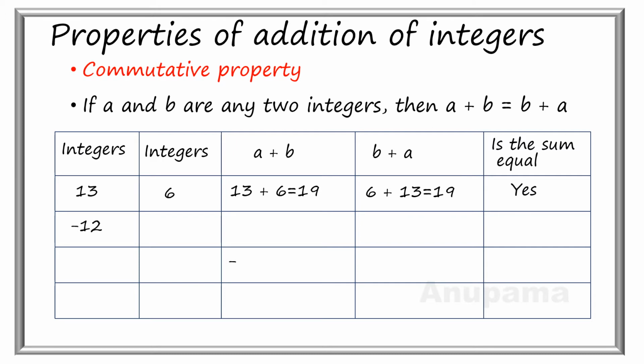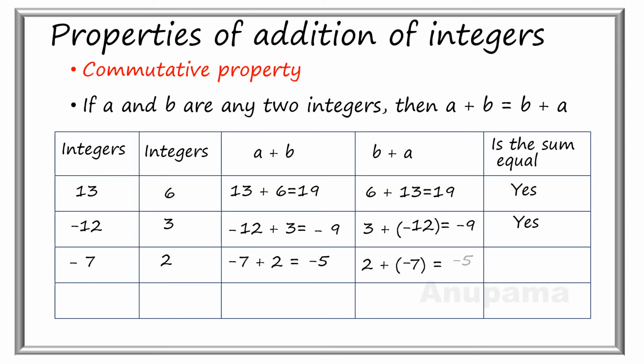In a similar way, if one integer is negative and another is positive, then according to the rule of addition, we will do subtraction and put the negative sign in this case. So here minus 9 is the answer. Just change the order. Let us add 3 plus minus 12, then also we get minus 9. It means your sum is equal. So in the case of negative and positive integers, we have seen that the sum is equal.